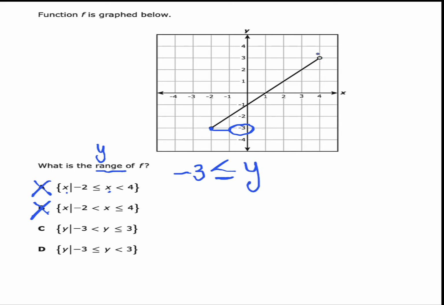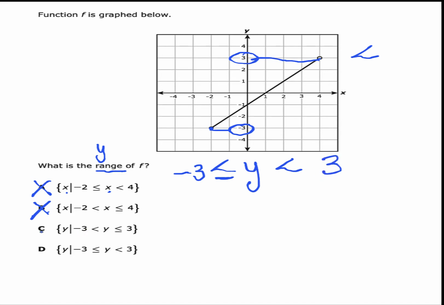Let's look at the second endpoint. Notice it's an open circle. If you have an open circle, then you're just looking for your less than. There should not be a line under. So you should have a symbol like that. And then what is this value on the y-axis? If I go across, that's a +3.